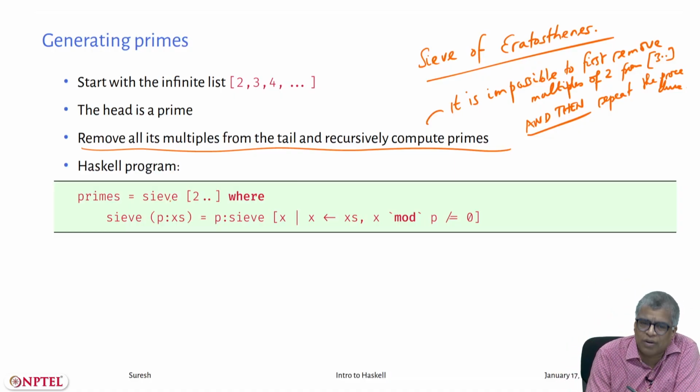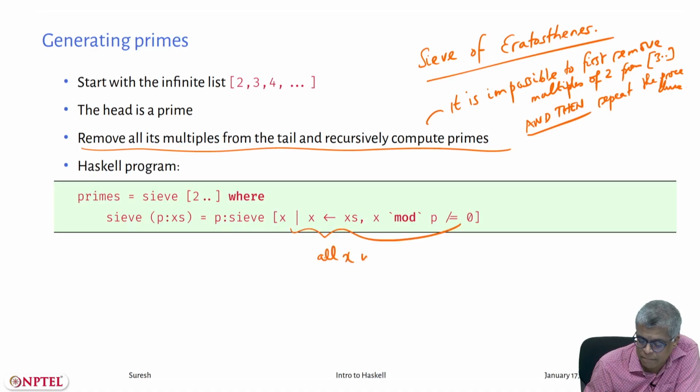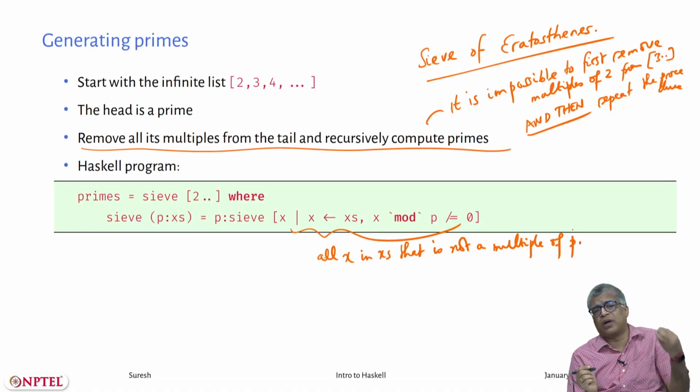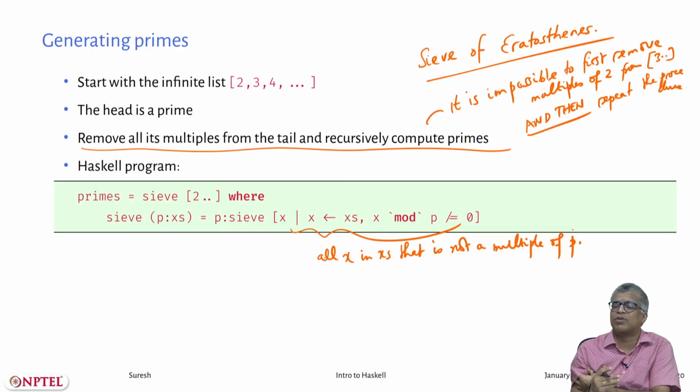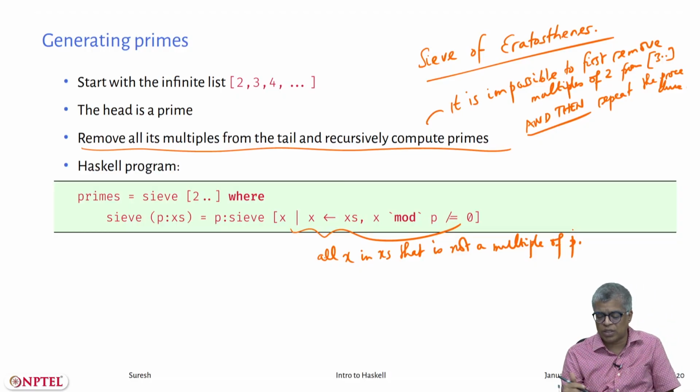You do sieve of 2 dot dot, which is the infinite list 2, 3, 4, etc., where sieve of p followed by x's is p, followed by sieve applied on a smaller list. What is the smaller list? All x from x's such that x is not a multiple of p. So you pick out the head as the prime and eliminate all multiples, and then you once again recursively do this. In human language we say and once again, but Haskell interleaves all this.